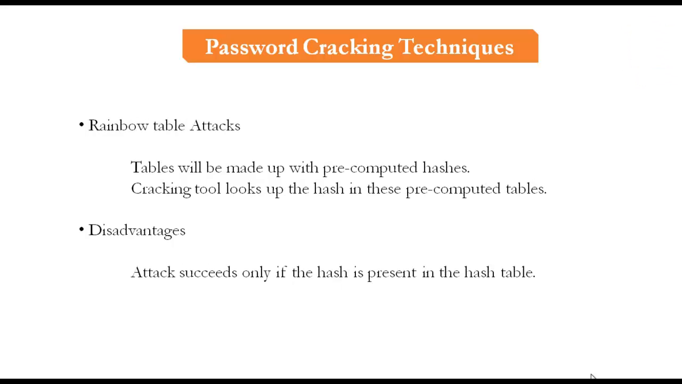And the next one is rainbow table attacks. Tables will be made up of pre-computed hashes. The cracking tool looks up the hash in these pre-computed tables. The disadvantage is, again, the attack succeeds only if the hash is present in the hash table. Let us see how this works.